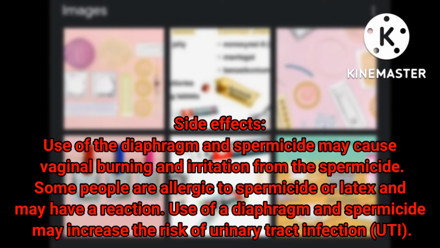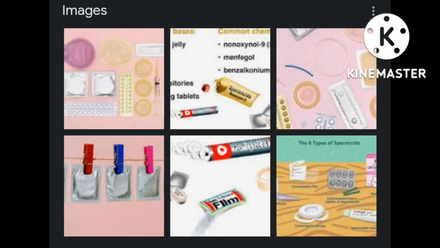Side effects: use of the diaphragm and spermicide may cause vaginal burning and irritation from the spermicide. Some people are allergic to spermicide or latex and may have a reaction. Use of a diaphragm and spermicide may increase the risk of urinary tract infection or UTI. So, as you can see in the picture, that is the form of chemical barriers.